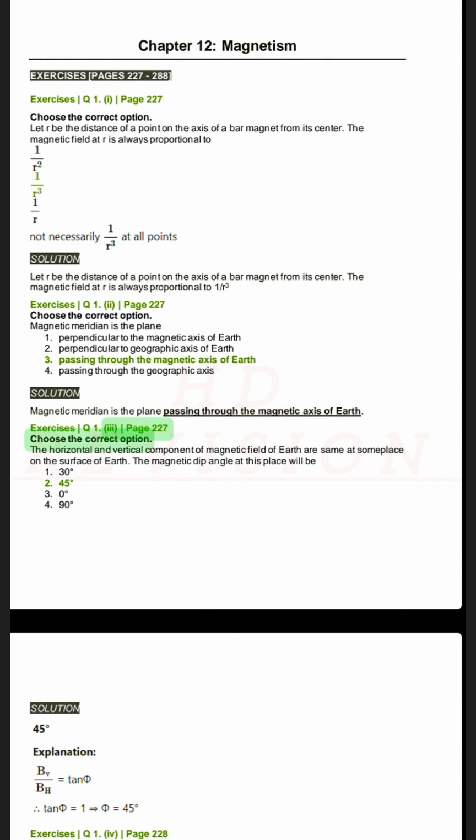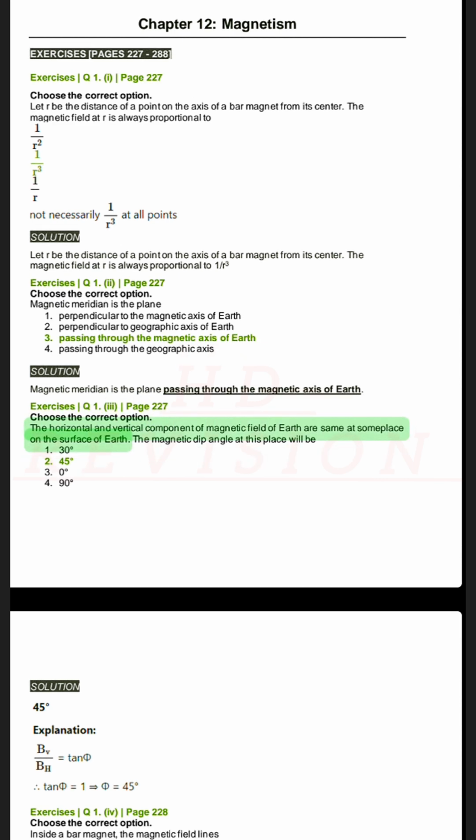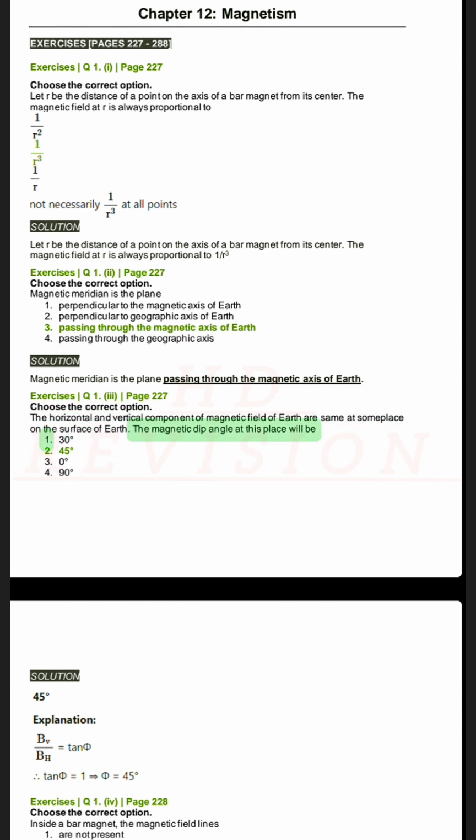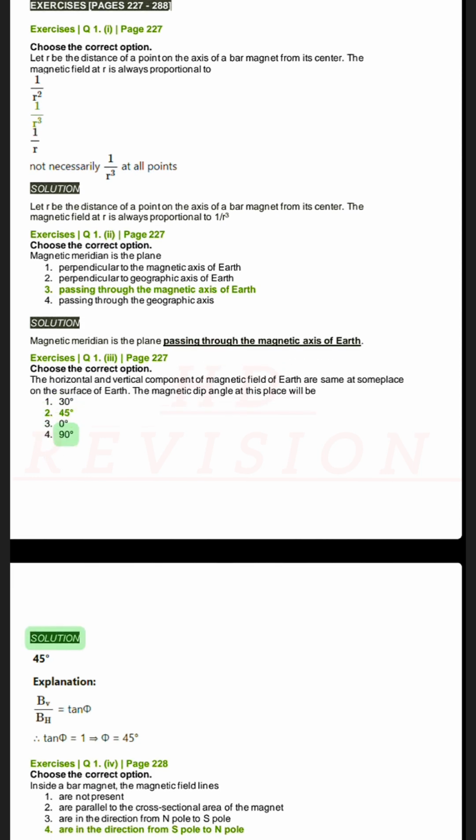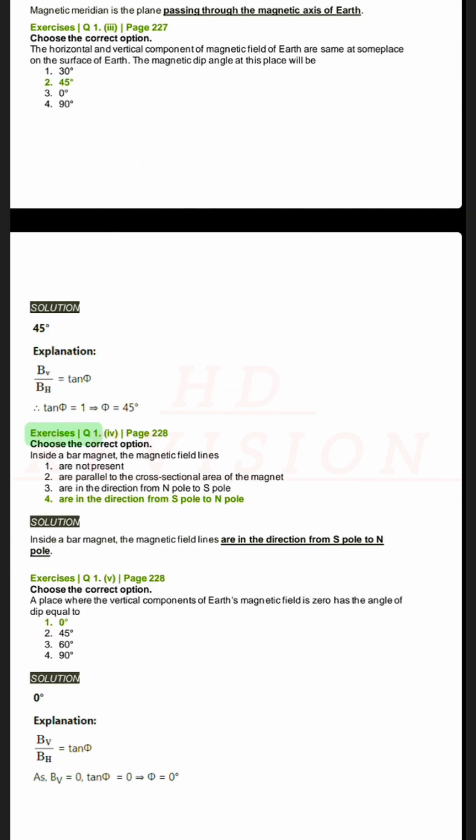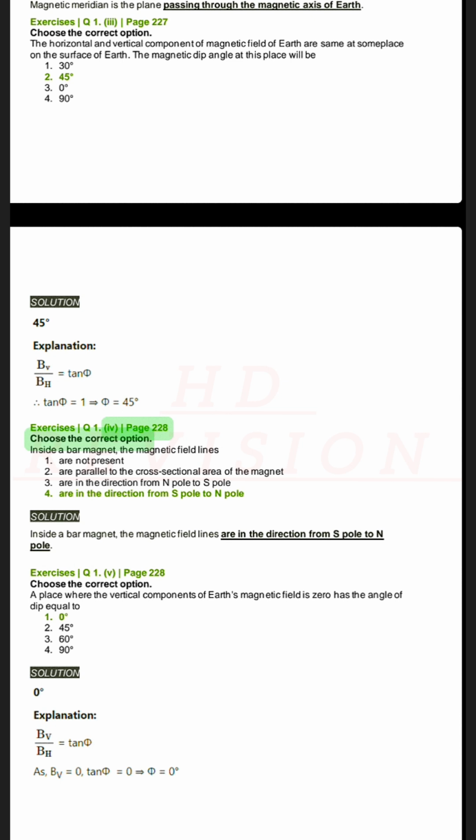Exercises, Q1, E, page 227. Choose the correct option. The horizontal and vertical components of the magnetic field of Earth are the same at some place on the surface of Earth. The magnetic dip angle at this place will be 1, 30 degrees, 2, 45 degrees, 3, 0 degrees, 4, 90 degrees. Solution.